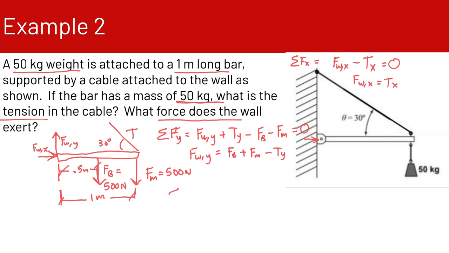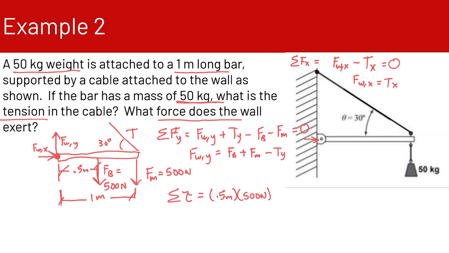So we have the sum of the torques is equal to, now we're going to use this pivot point, so we can ignore that point. So first we have 0.5 meters to our first force, which is 500 newtons.